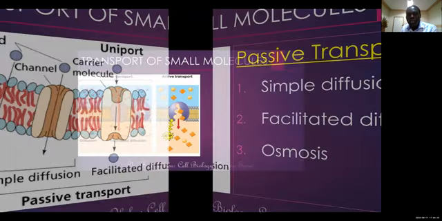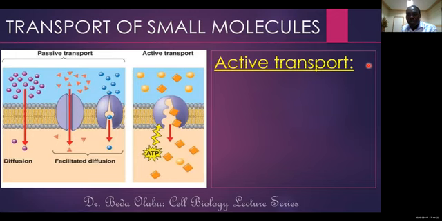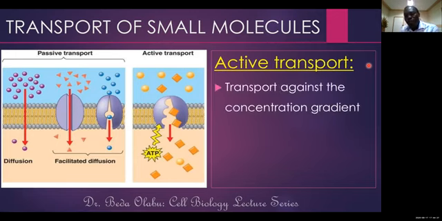Let's compare that with active transport. In active transport, the molecule in question is being transported against its concentration gradient. If you have to achieve that, then you must use some force. It's like pushing something heavy up the hill. You must use some force. Metabolic energy is definitely required.